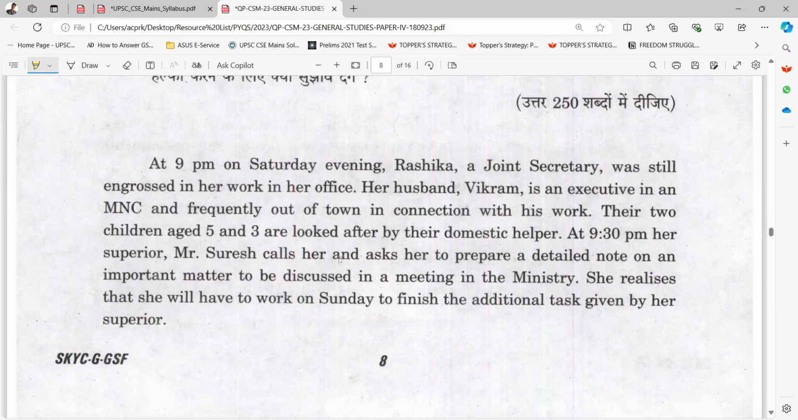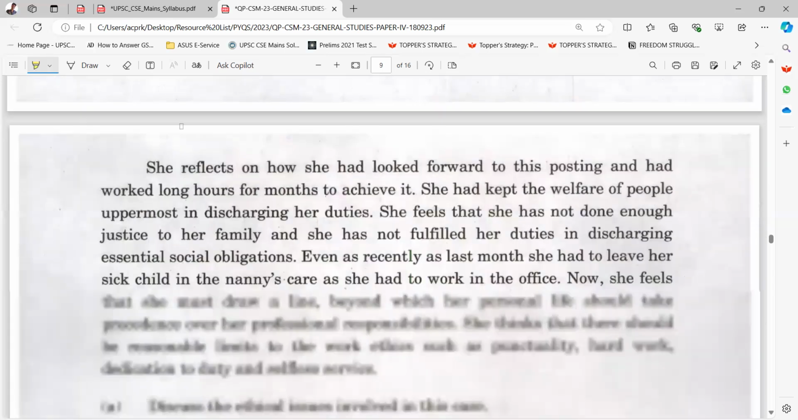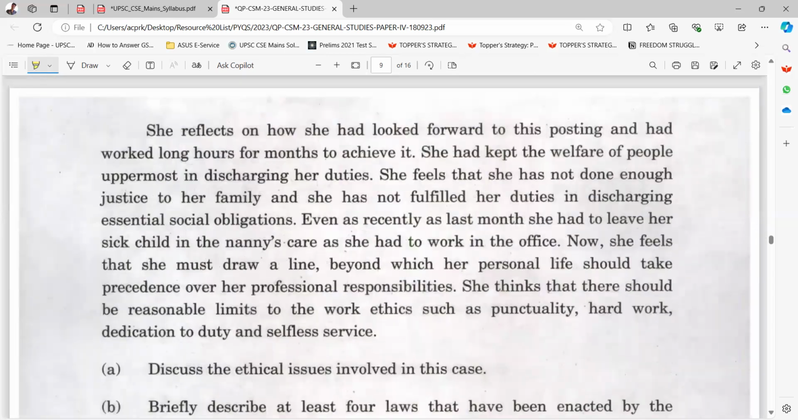Suresh, calls her and asks her to prepare a detailed note on an important matter to be discussed in a meeting in the ministry. She realizes that she will have to work on Sunday to finish the additional task given by her superior. She reflects on how she had looked forward to this posting and had worked long hours for months to achieve it. She had kept the welfare of people uppermost in discharging her duties.